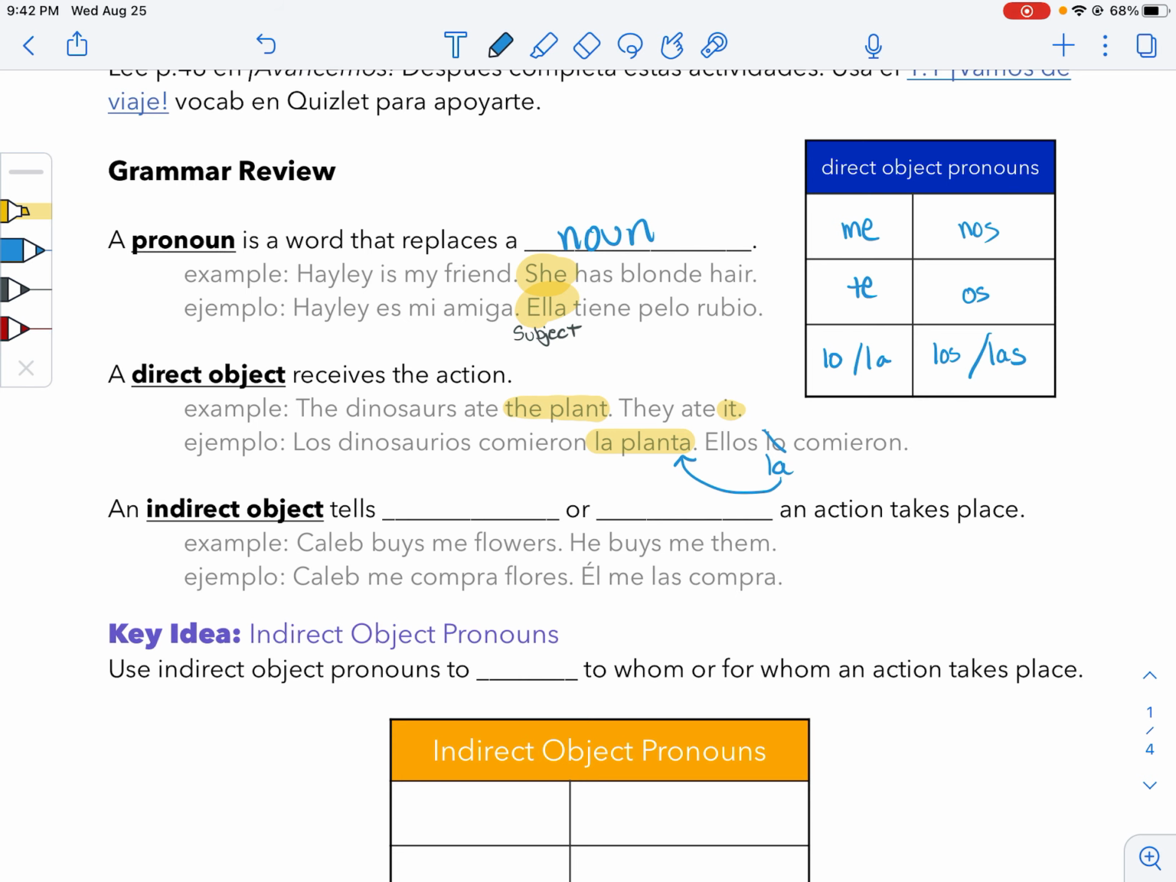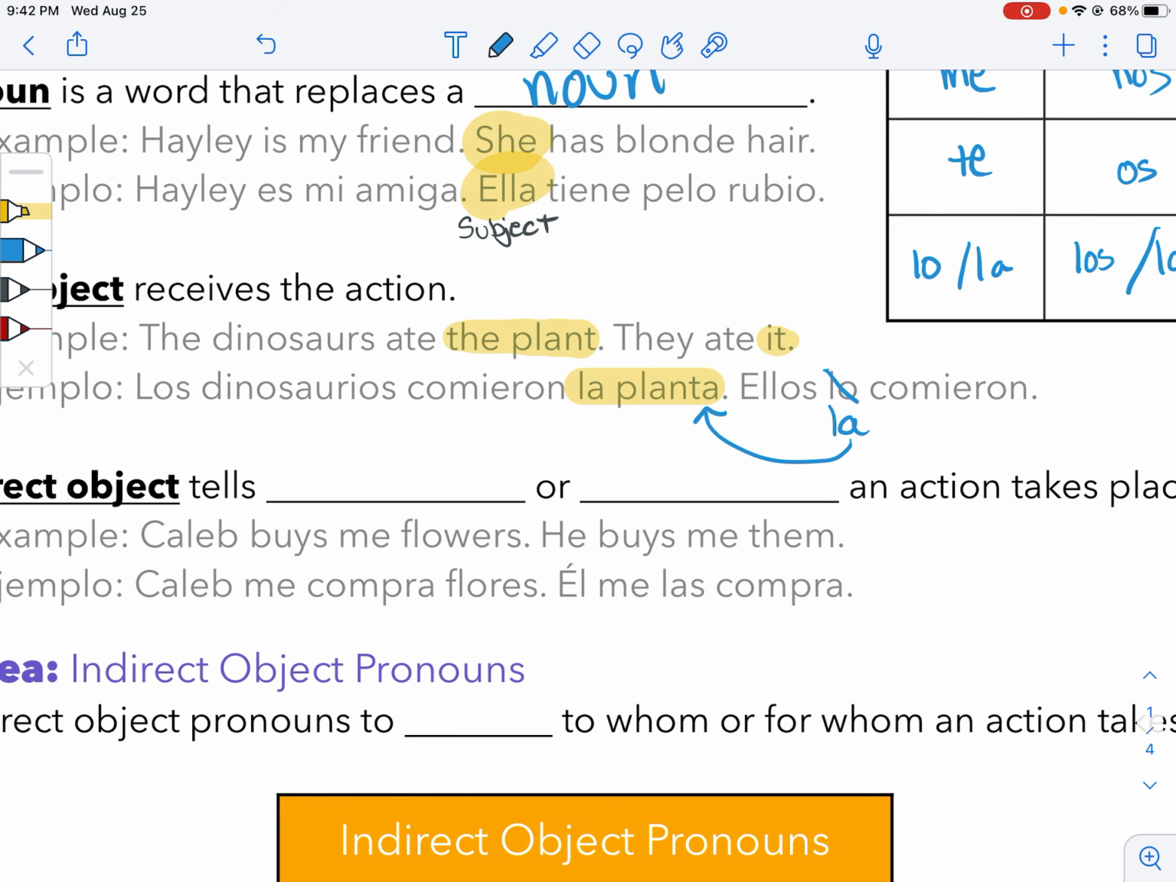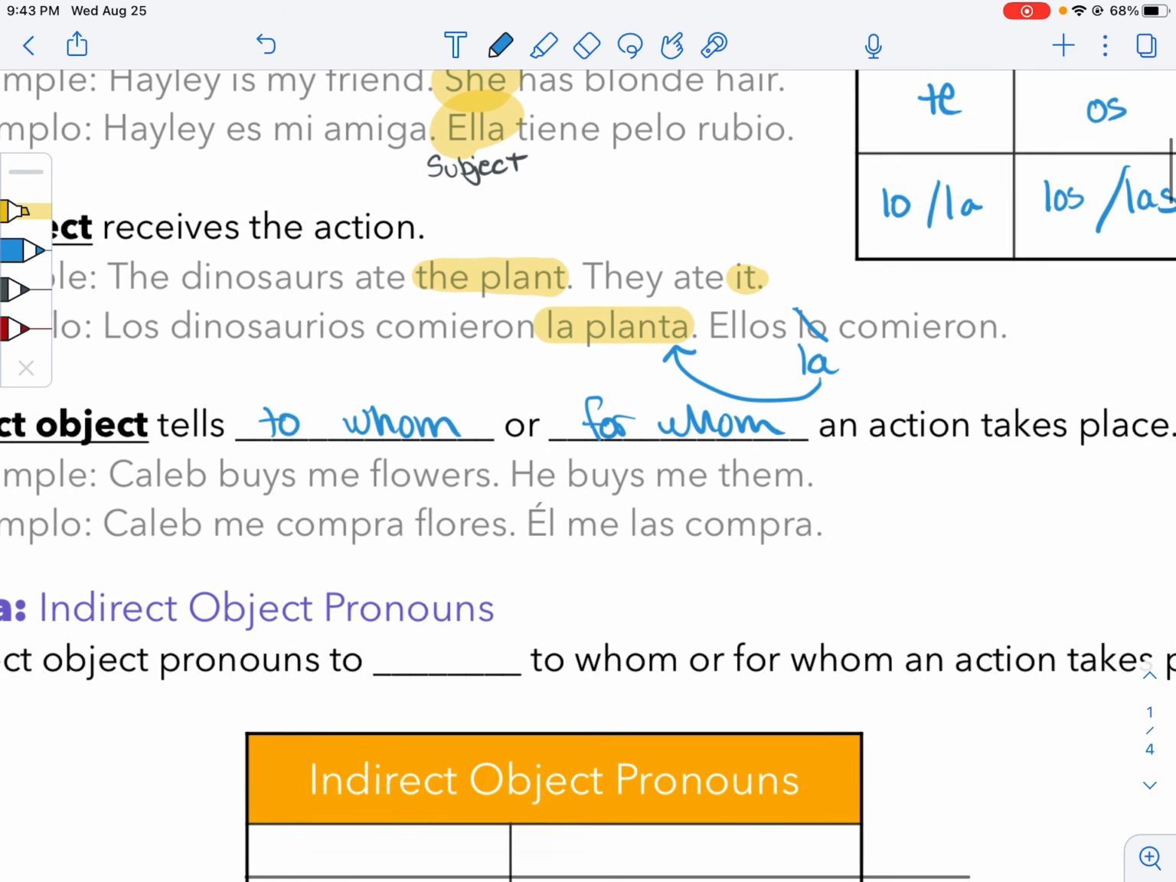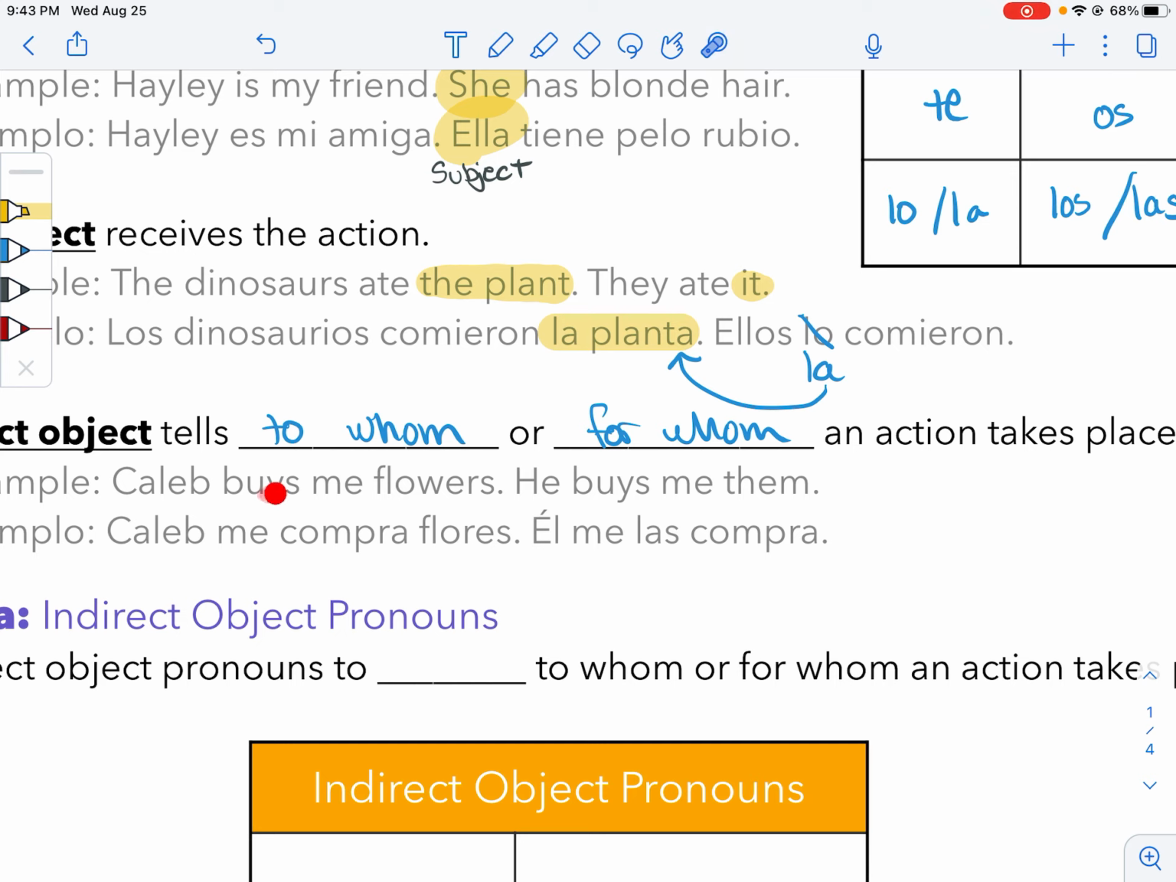Today we're talking about indirect objects. An indirect object tells who, like to whom, or for whom an action takes place. So in the example, Caleb buys me flowers. Flowers are our direct object. So he buys me them. Them is a direct object. But he buys me flowers. Now me is functioning as the indirect object. So él me compra flores, me las compra.